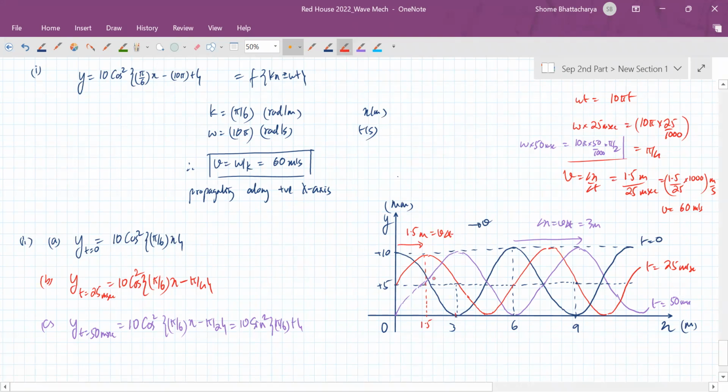Now you can also understand from this that this distance is one wavelength, which is the same thing as this distance, which is the same thing as, let us say, this distance here, or same as this distance here. So the wavelength, peak to peak or crest to crest or trough to trough, is 6 meters.